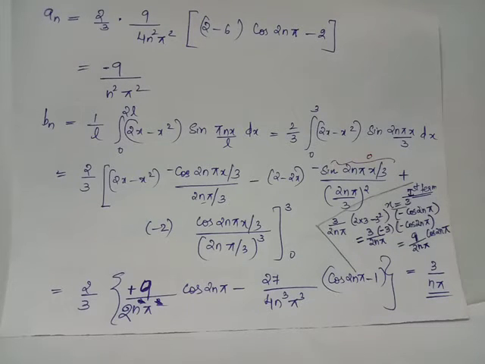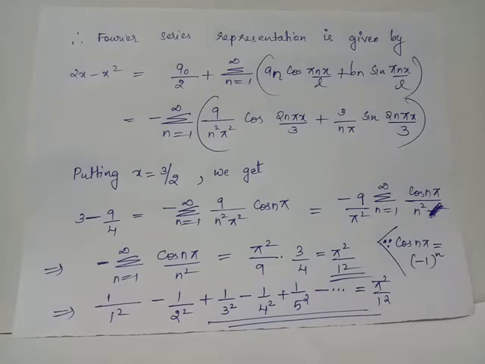Thus, we are left out with bn equals 2 by 3 times 9 by 2n pi which equals 3 by n pi. Having found a0, an and bn, now we can write Fourier series representation for f of x equals 2x minus x square. This is the Fourier series representation obtained.